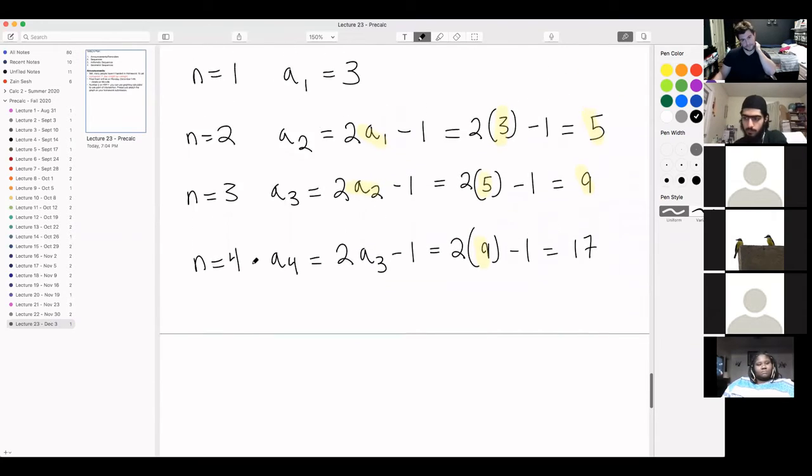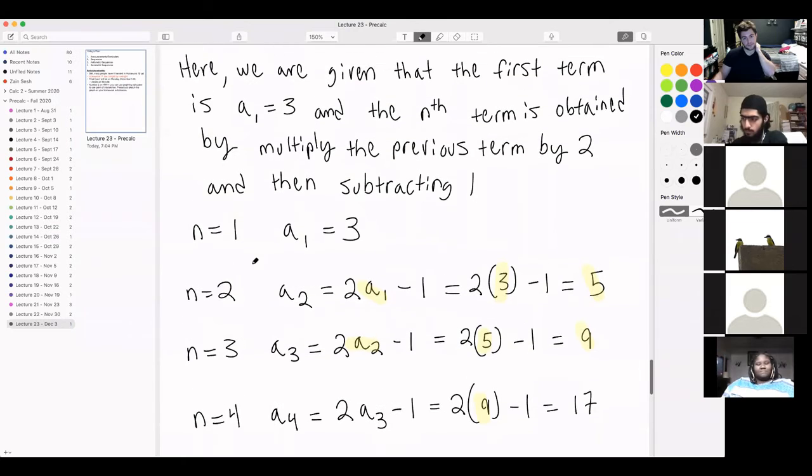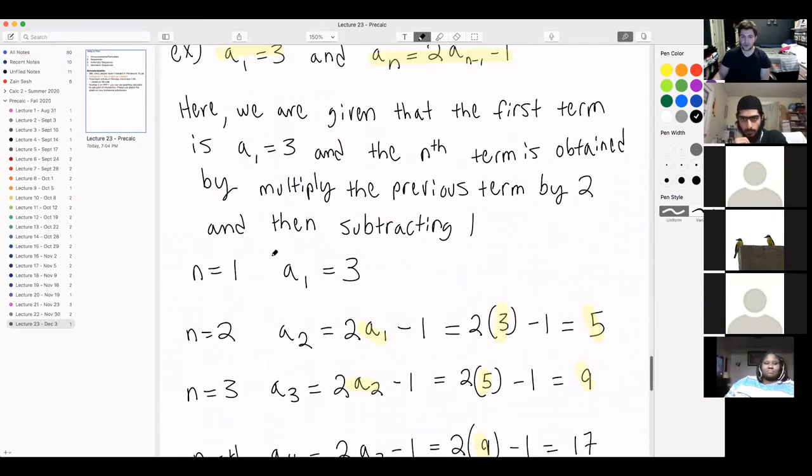Would we ever run into an issue where we're not given the previous term? No, because then you're kind of at a loss. You don't have enough information. So no, definitely not.